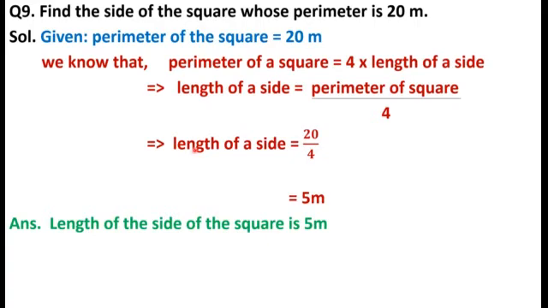Then length of a side is equal to, what is the perimeter given? We'll substitute the value here, that is 20 by 4. We are getting here 5 meter. So length of the side of the square is 5 meter.